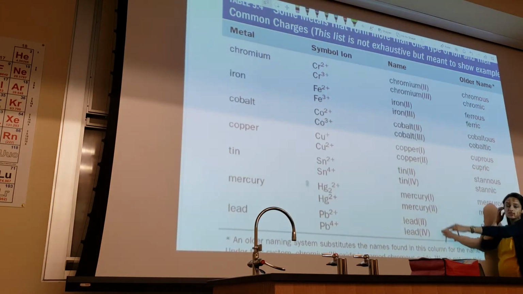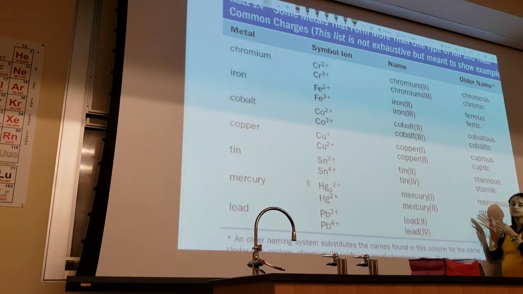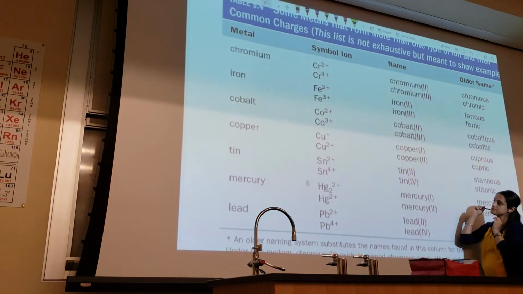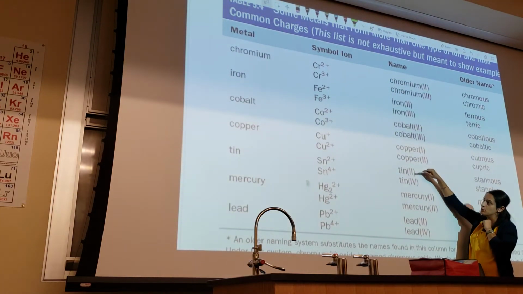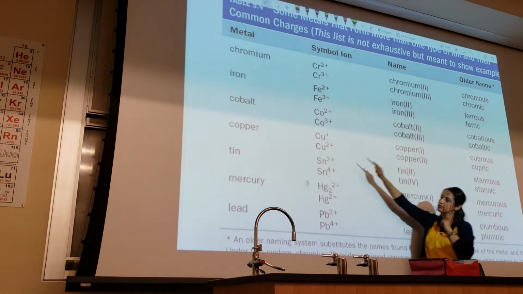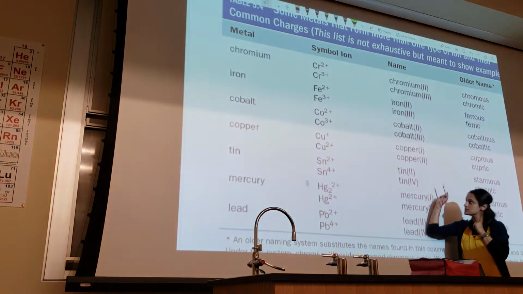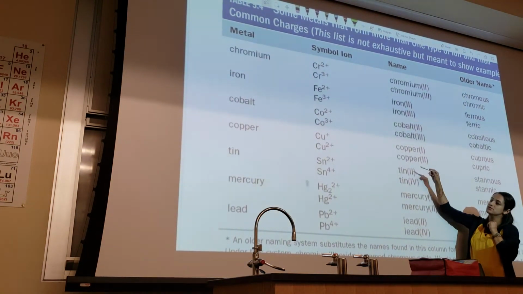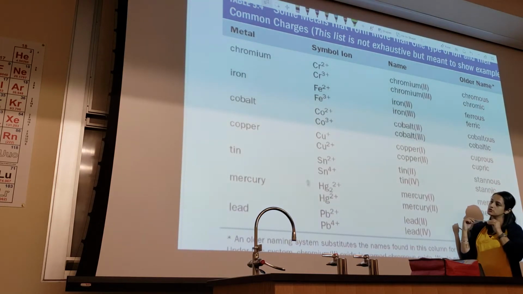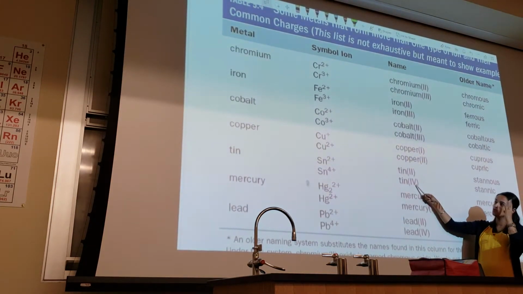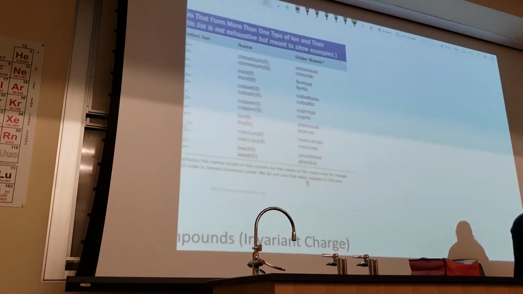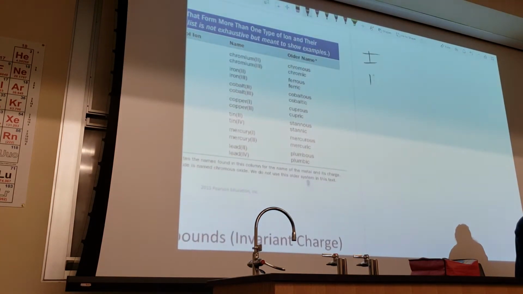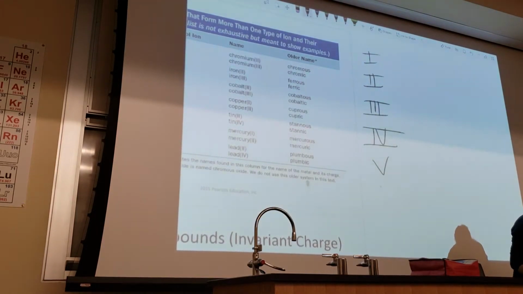So this is the new system that's used. Now this system is very straightforward. You gotta know your Roman numerals, up to 10. The Roman numeral tells you the charge. So notice here you have tin II, that means tin has a 2+ charge. When it's IV, that means 4, so here you have 4+. So you gotta know your Roman numerals up to 10. If you don't, then it's gonna throw you off.